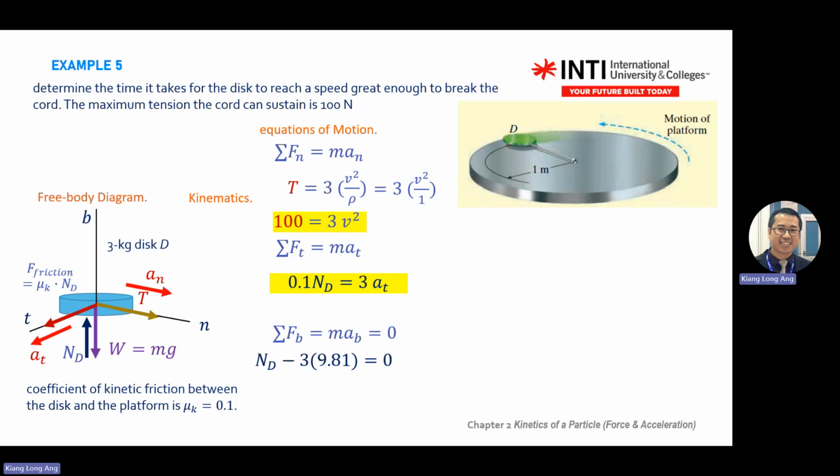So from these 3 equations, F equal to ma in the tangent, normal, and B directions, you can solve all the unknowns. Here, the third one, ND equal to something. Once you find ND, substitute back here, you can get what your AT is, right? Then this one, you can also find the V here.